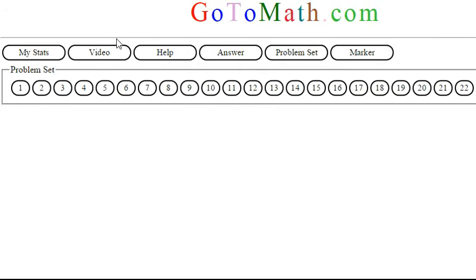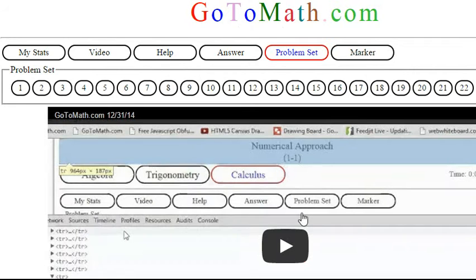Anyway, we're over here at gotomath.com practicing some polynomial operations. I guess that's what you could call that. Summing up some monomials to get a polynomial. Summing up some polynomials to get another polynomial.